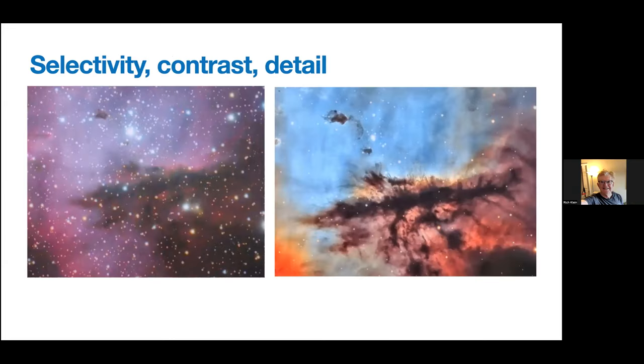So you're gonna get results similar to this. This is the same object, NGC 281, the Pac-Man Nebula, imaged with the same telescope, but with an OSC camera on the left and a narrowband camera on the right. And the narrowband camera, using a 4 nanometer O3, S2 and H-alpha filter set, gives those nice filaments in the dark clouds that you simply don't see in the OSC camera.